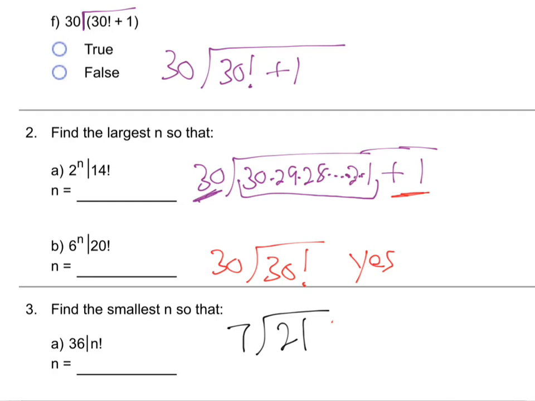7 goes into 21 perfectly, evenly, no remainder at all. 3 times, beautifully. So what if I add 1? Will that wreck it? Yes, it sure will. What'll happen? If I try to go in, I'll have a remainder of 1.